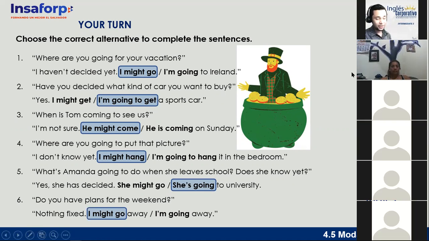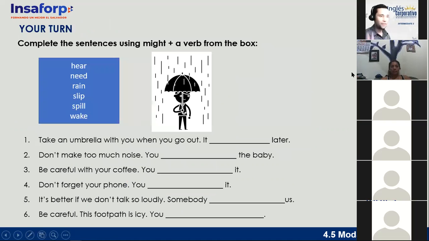Okay, let's continue now. We have another exercise right here. Your turn. Complete the sentences using might, only might, plus a verb from the box. Okay, I'm going to cancel the breakout rooms and I'm going to create new ones, but this time with three people in each.